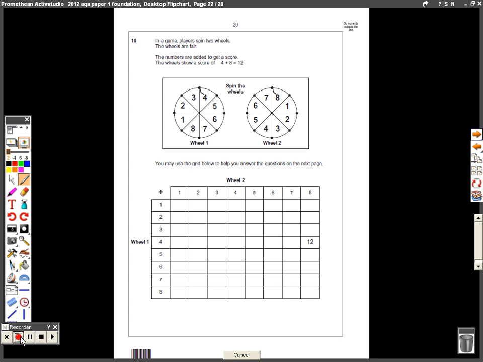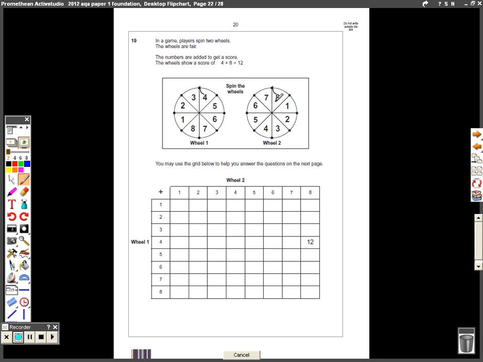Okay, so we've got a question with a couple of diagrams in. Let's see if we can understand what's going on. It says, in a game, players spin 2 wheels. The wheels are fair. That means that they've got an equal chance of landing on each number. The numbers are added to get the score. The wheels show a score of 4 add 8 equals 12. There's 4, there's 8, and they come together to give us 12.